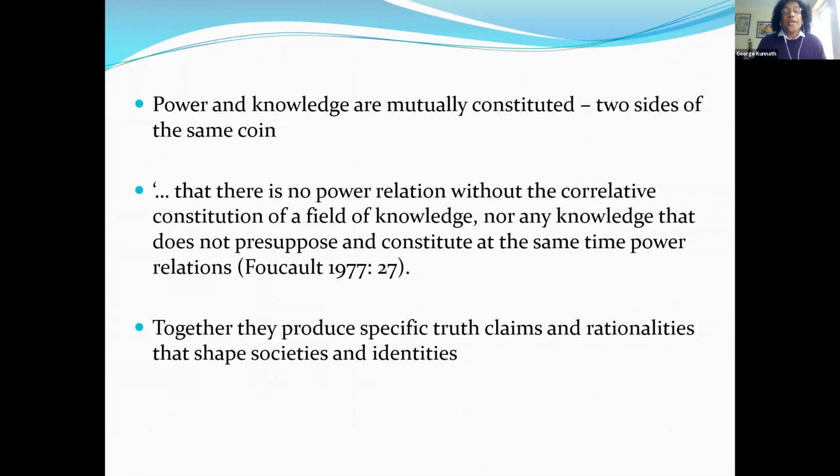Therefore, there is no power relation without the correlative constitution of a field of knowledge, nor any knowledge that does not presuppose and constitute at the same time power relations. And together they produce the specific truth claims and rationalities that shape societies and identities. So therefore, we see the interplay of power and knowledge in the production of caste identities.